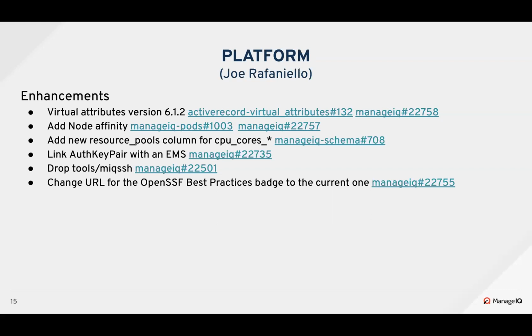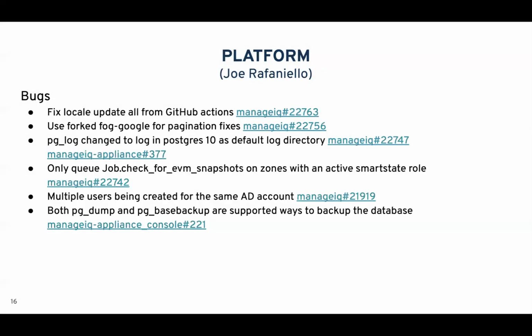Jason dropped the no longer used miq_ssh in the tools directory. And he also updated the OpenSSF best practices badge on the README. Next slide. For platform bugs, I fixed the GitHub action workflow to update the message catalogs that have been broken since we made Zeitwerk the default loader. Next, Adam updated our dependencies to use the fog-google gem for the pagination fixes he previously described.